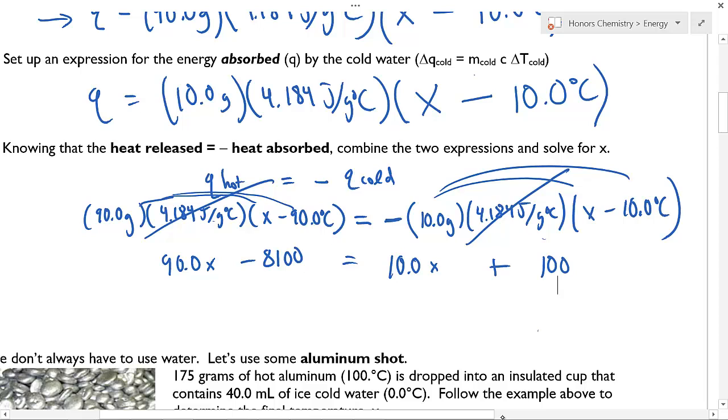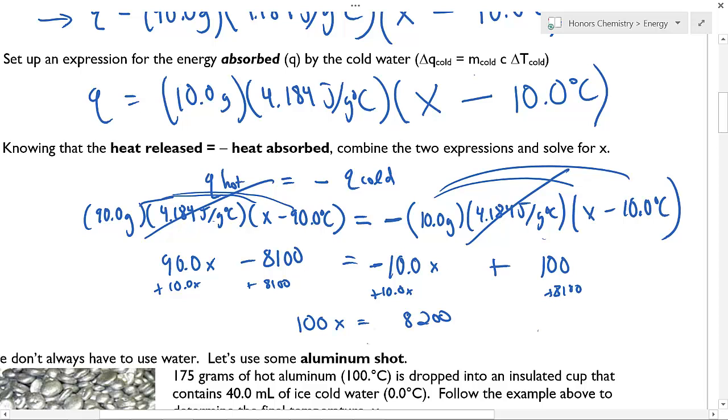So we're going to get like terms together. I'm going to get my x's on one side. Now, notice I forgot the negative sign here. Okay, I want to make sure we have that negative sign. So I'm going to add 10x to both sides, and I'm going to swing this 8100 to the other side. I get to the very end, and I'm going to get 100x is equal to 8200.